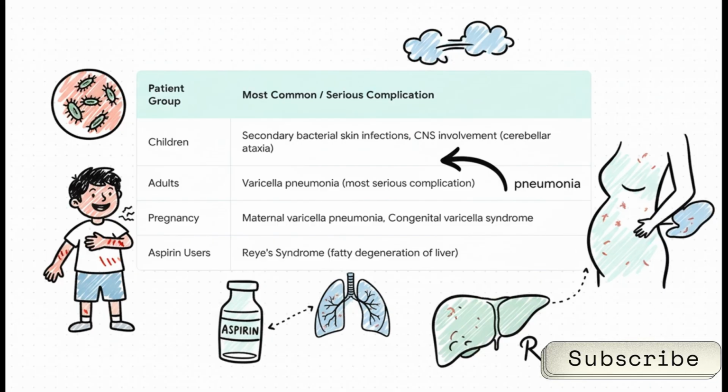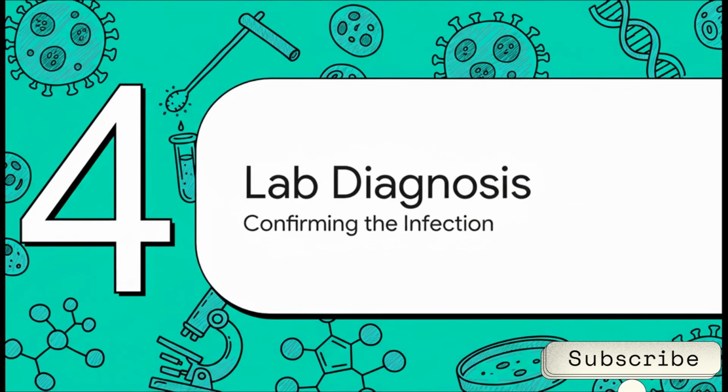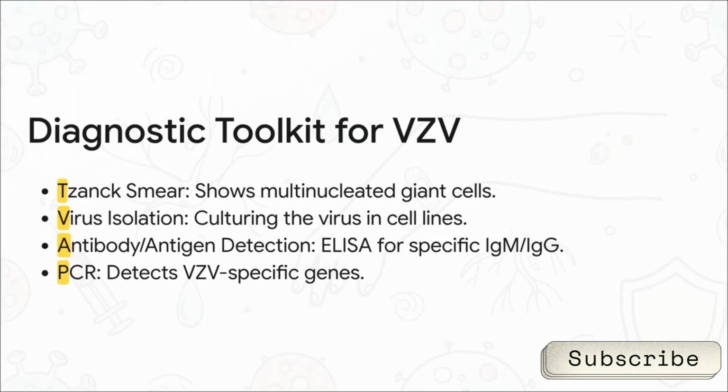Never forget that one. Okay, so the clinical picture looks like a slam dunk for chickenpox, but in medicine, we like proof. So how do we definitively confirm a VZV infection in the lab? Let's check out our diagnostic toolkit. For lab tests, just remember the mnemonic TVAP. T is for Tzanck smear, a classic where you scrape a lesion and find multinucleated giant cells.